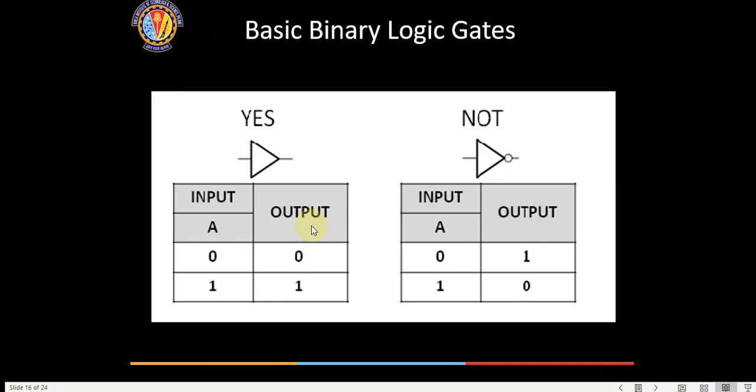Now let's have a look at some of the very basic binary logic gates. Say input A: if you give zero, then output will be zero. If you give one, the output will be one. So is this a foolish gate? No, it does nothing, right? It's not a foolish gate. Generally these are known as buffers.